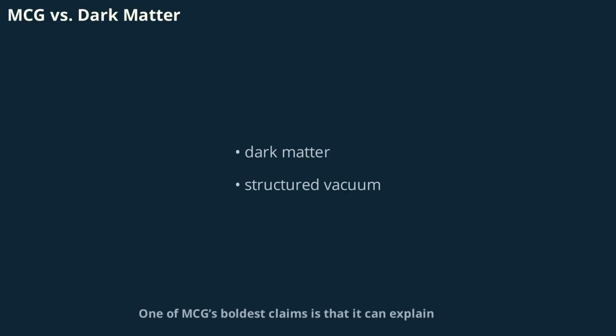One of MCG's boldest claims is that it can explain galactic rotation curves and gravitational lensing without invoking dark matter. In standard gravity, missing mass is attributed to invisible dark matter halos. MCG, however, replaces this with a structured vacuum field, UCX, and chi-MCGX, that provides the necessary curvature. The geometry remains Einsteinian, but the source is richer, eliminating the need for exotic dark matter particles.